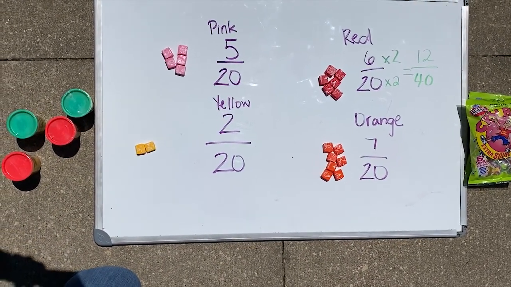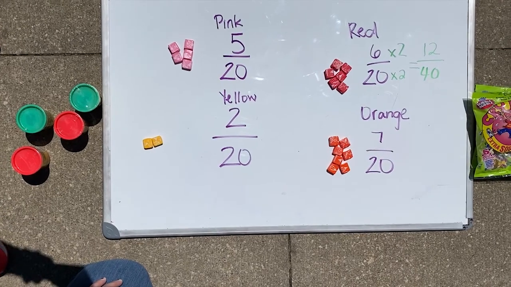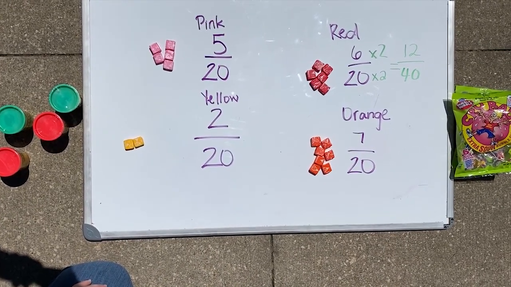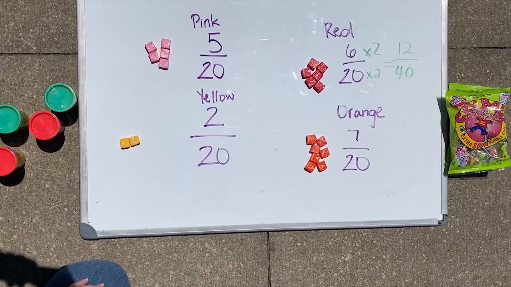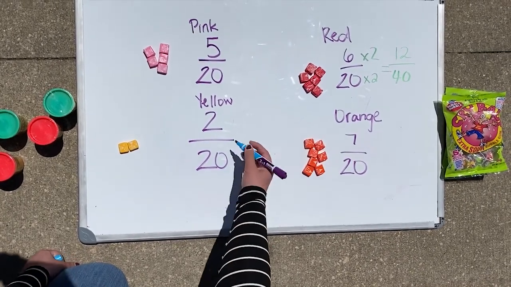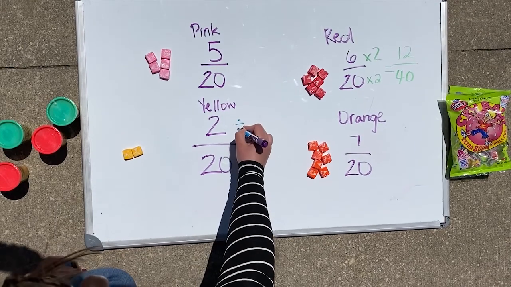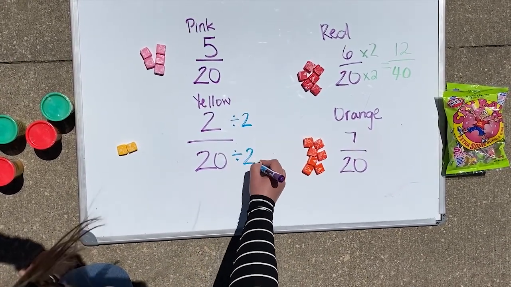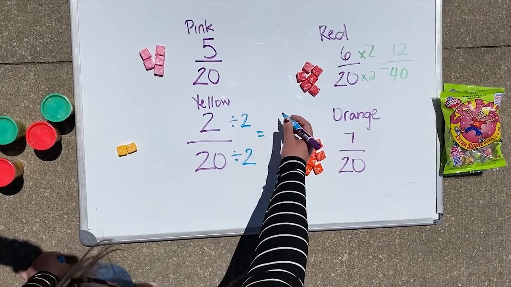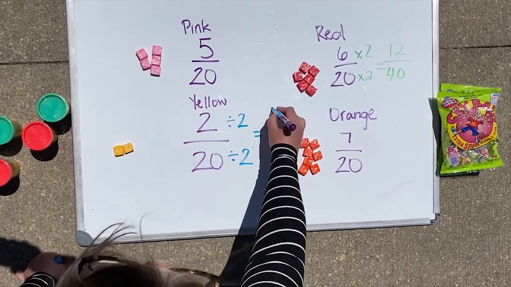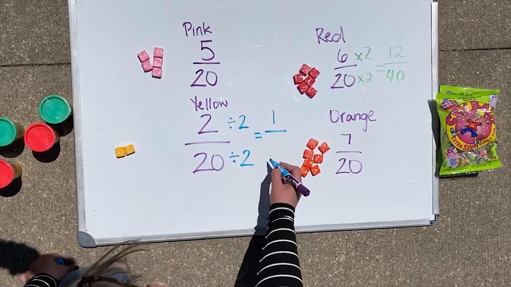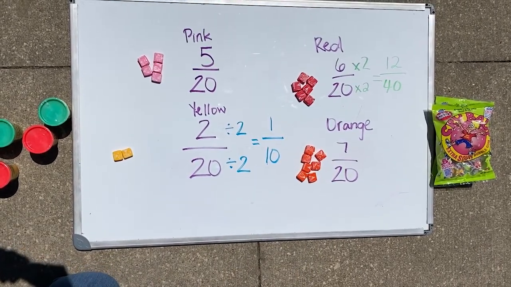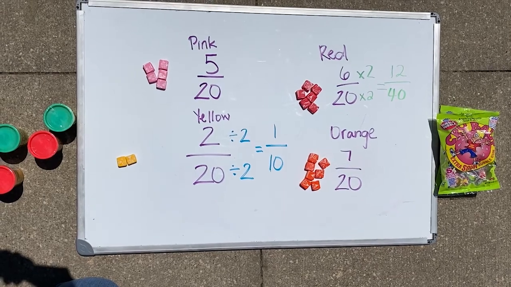So I'm going to think of a factor that can be divided by both 2 and 20 to get an equivalent fraction. What do you think a good factor would be? That's right, I was thinking 2 as well. So if I divide both my numerator and my denominator by 2, my numerator for my equivalent fraction is 1, and my denominator is 10. So that means that 2/20ths and 1/10 are equivalent fractions.